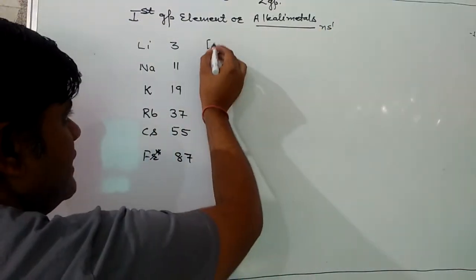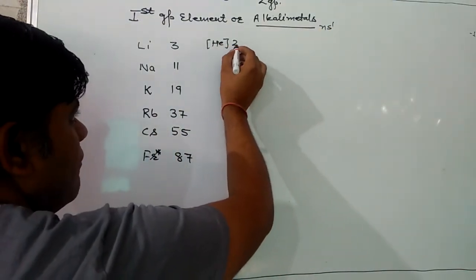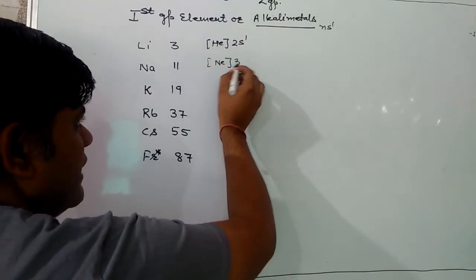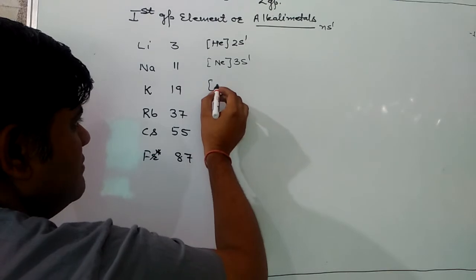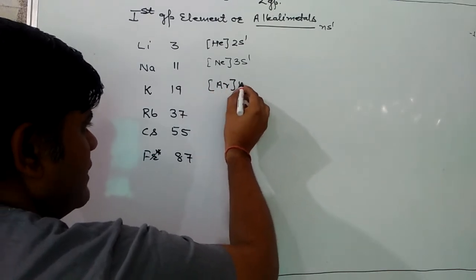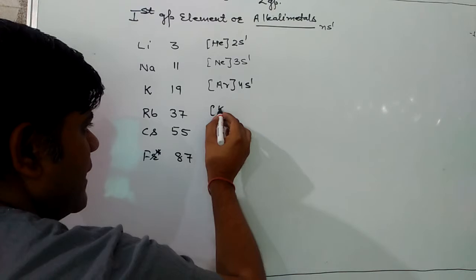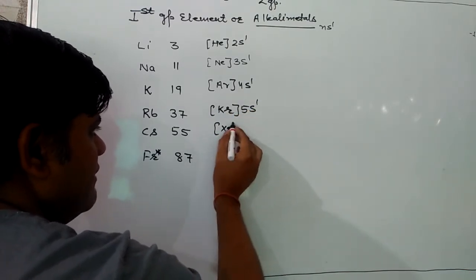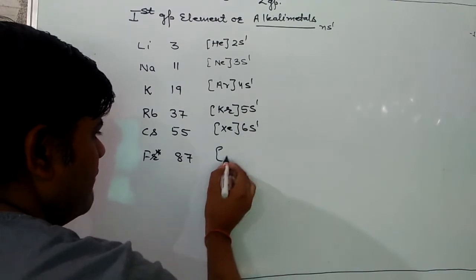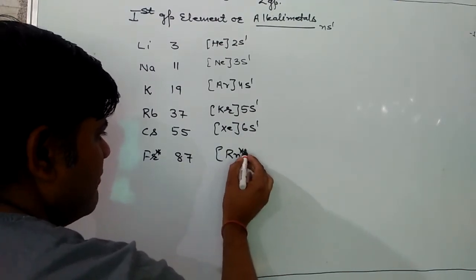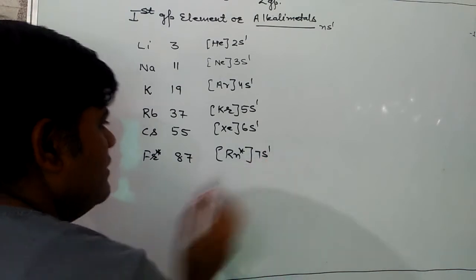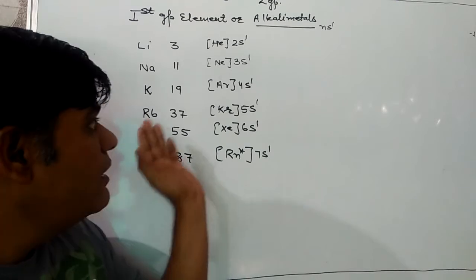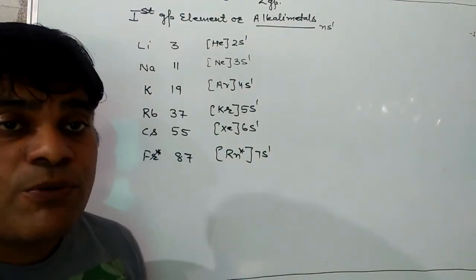For lithium it will be helium 2s1. For sodium it will be neon 3s1. For potassium it will be argon 4s1. For rubidium, krypton 5s1. For cesium, it will be xenon 6s1, and for francium, it will be radon 7s1. Radon is also a radioactive noble gas. This is the electronic configuration of group 1.